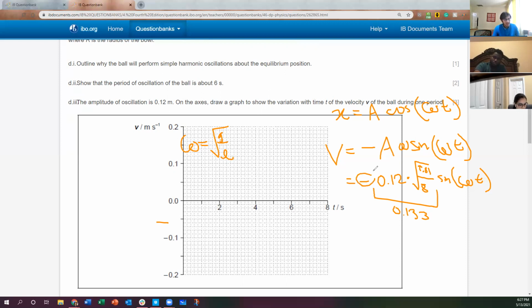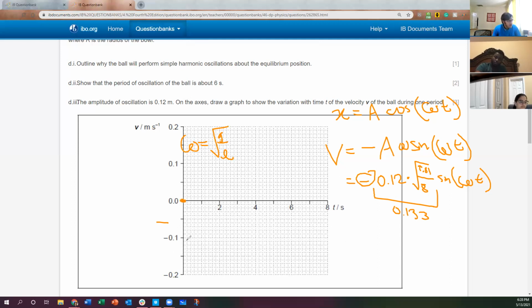This is important because this will show me where to start the graph. Now notice it starts with a negative sign. So at sine equals 0, I'm going to start with 0, which makes sense, right? Because I'm dropping it from rest. So at 0 it has to be equal to 0. But now we're going to go down, and then we're going to go up. So our negative amplitude is going to be negative 0.133.